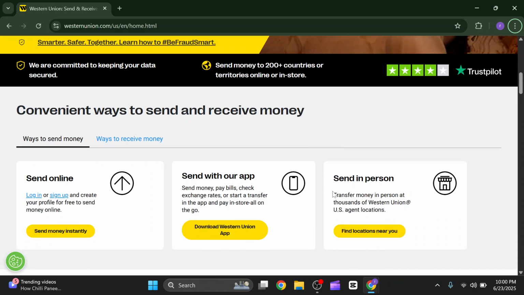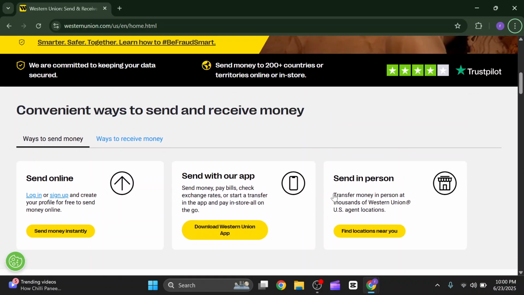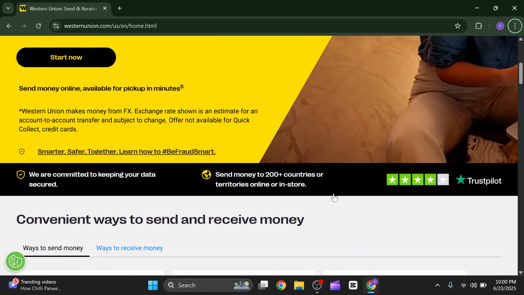And after that you have to provide the following info to the agent: the money transfer control number, the sender's full name, the amount expected, the country of origin, and your full name as per ID, and fill out the receipt form if required, and sign and receive the money in cash.